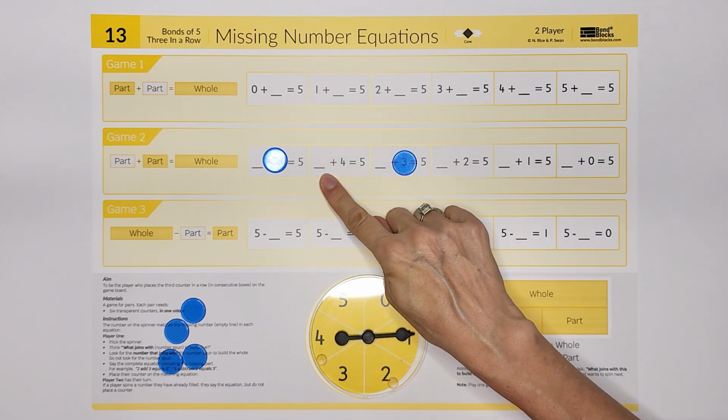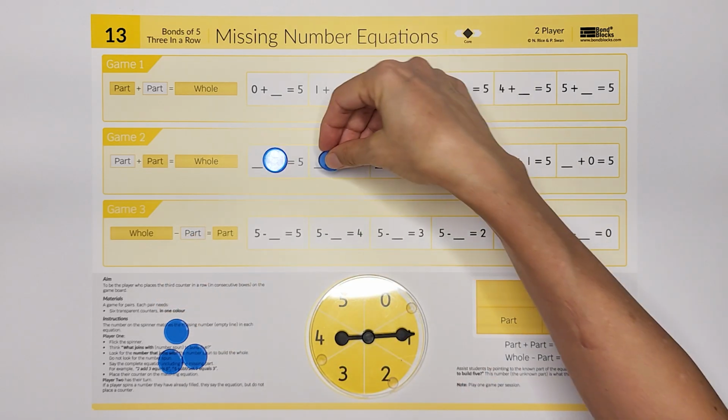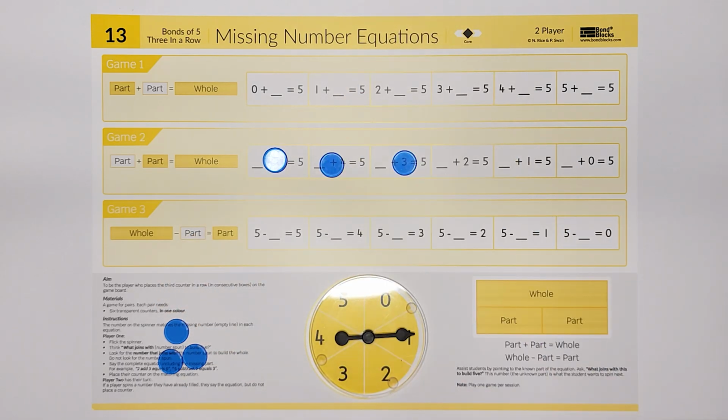I spun a 1. 1 add 4 equals 5. Now it's your turn.